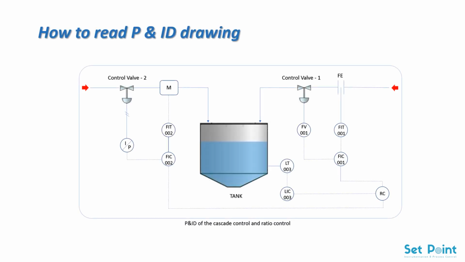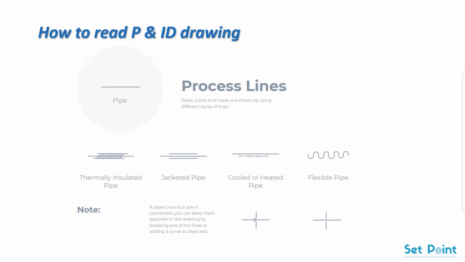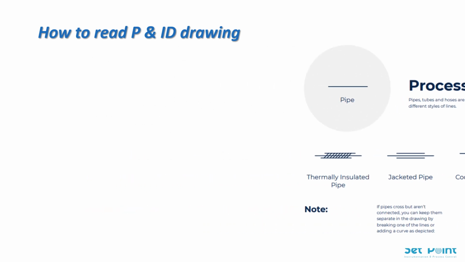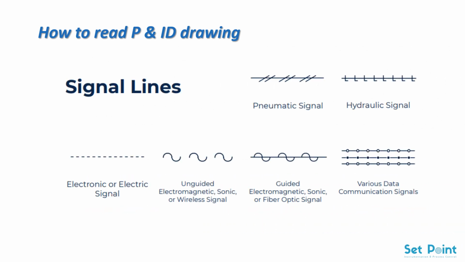How to read P&ID drawing. To read P&ID drawing, first of all you need to understand piping or connection line. As you can see from the table, these are the few common piping or connection lines which are used in P&ID drawing. For example, any electrical signal is represented by dotted line, and solid line represents straight line pipe.